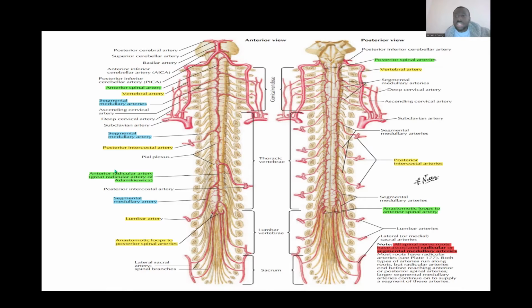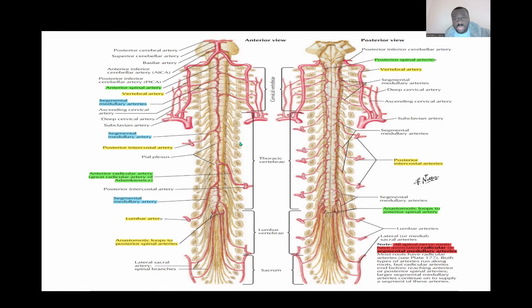Still here, I've highlighted this in green. We can see the anterior radicular artery, which is the artery of Adamkiewicz. Adamkiewicz, I think it sounds German. It's also called the great radicular artery. Okay, it's from the lumbar artery. Sometimes it could come from one of the lower posterior intercostal arteries. Sometimes it could also arise from the upper lumbar arteries.